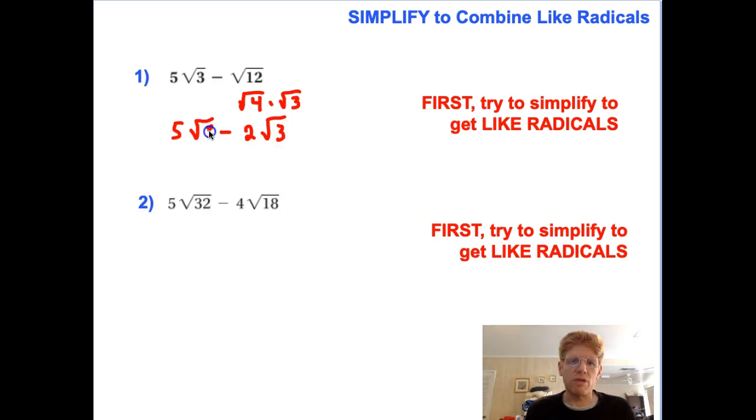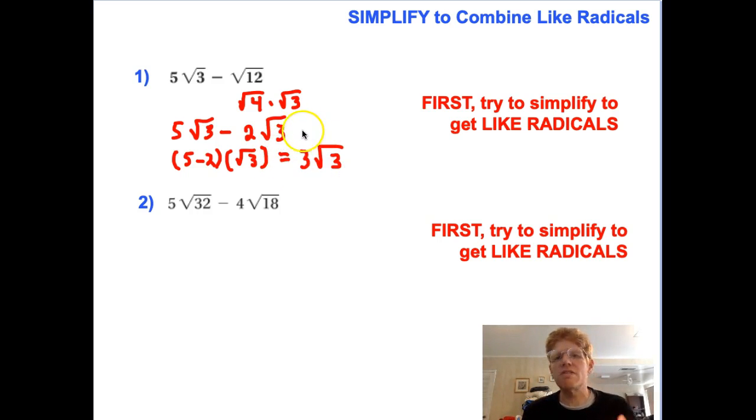And then we can finish writing this out again. 5 square root of 3 minus 2 square root of 3. Use our distributive property. 5 minus 2 times the square root of 3. And we'll get 3 square root of 3. So all we're doing is simplifying first and then doing, just like before, combining our like radicals. Here's a slightly more complex one.